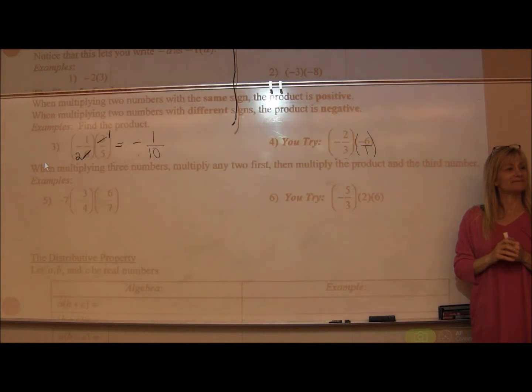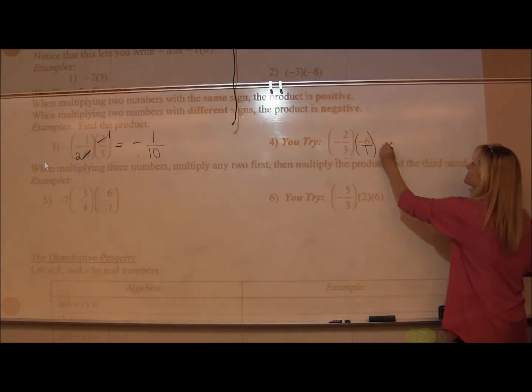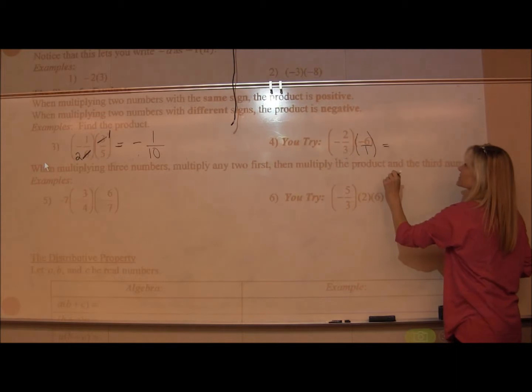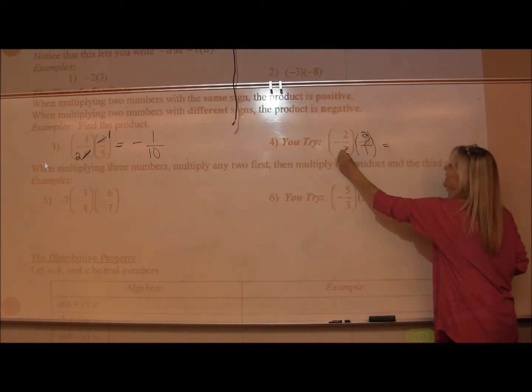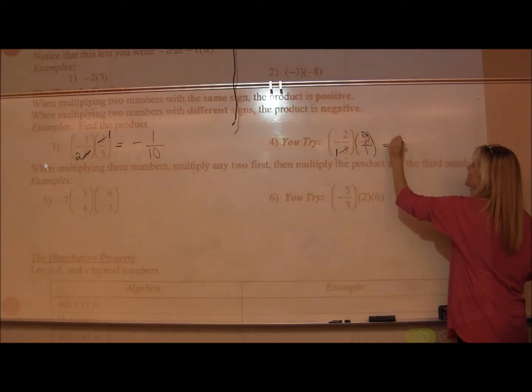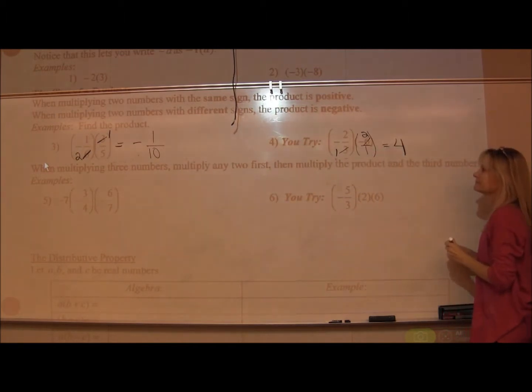Okay, so you try this one. What'd you get? 4, exactly. So we know they have the same sign, so it'll be positive. This 6 cancels with that 3, so we have a positive 4.